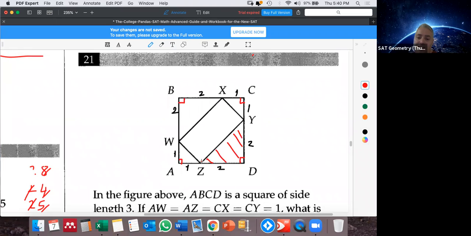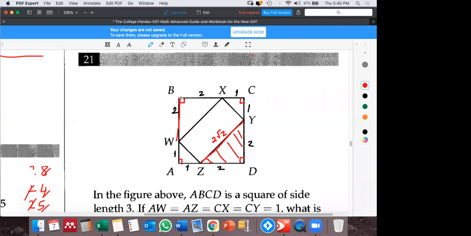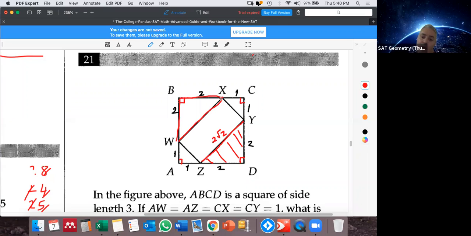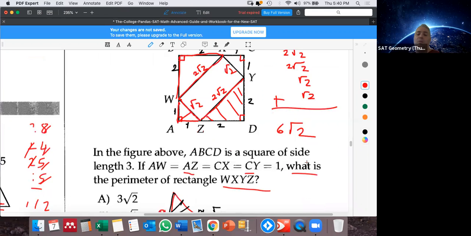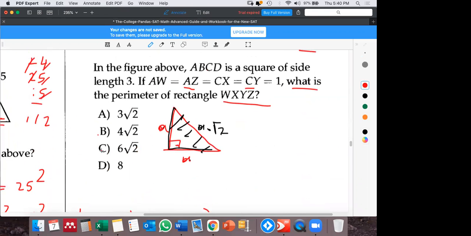Yes. So this side is now the hypotenuse of the triangle, which is 2 times root 2. Hypotenuse, opposite of 90, 2 times root 2. And 1 hypotenuse, 1 times root 2. And then what is the perimeter? Means 2 root 2, 2 root 2, root 2, root 2. We will add them. That's it. So how many? 2, 2, 4, 5, 6. 6 times root 2. Do we have it? Yep. C. Tamam.